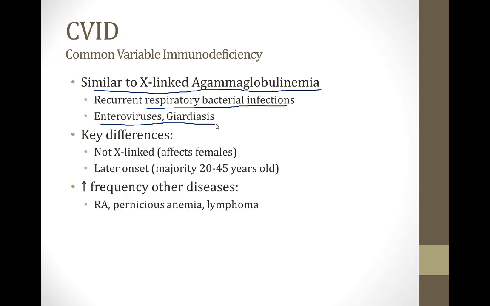A couple of key differences that will help you to identify this condition in a board question. First of all, it's not X-linked, so it's more likely to affect females. And then CVID is very unusual among the immunodeficiency disorders in that it has a later onset. Most people don't develop this until after puberty. The majority of cases occur between 20 and 45 years old.